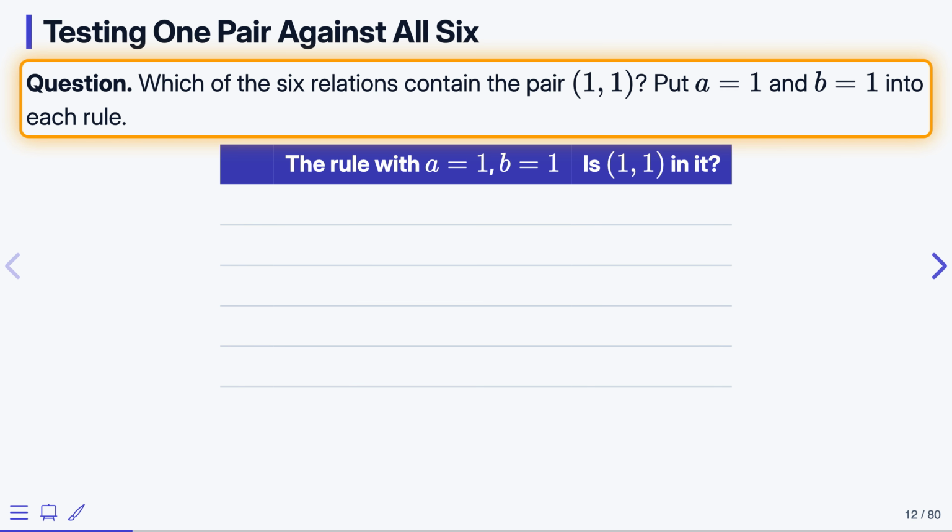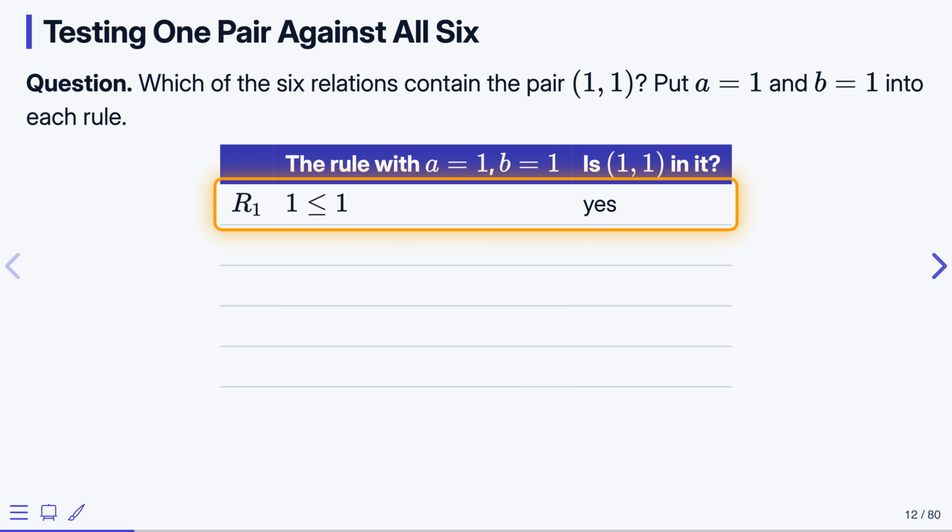Let's test one pair carefully. We take the pair 1, 1 and we try it in every rule. The method is always the same. Put a equal 1 and b equal 1 into the rule, then see if the statement is true.